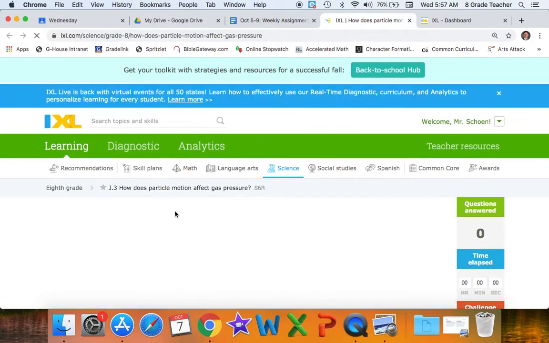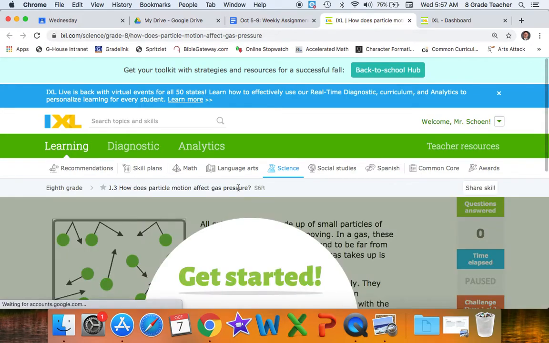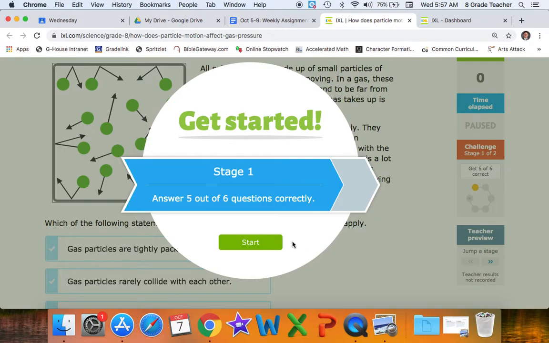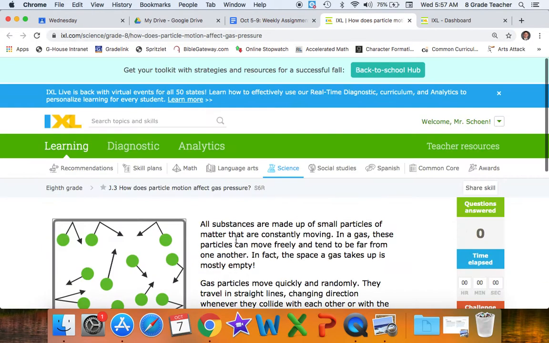J.3 is all about answering the question, how does particle motion affect gas pressure? How do the particles that are moving around influence the pressure of that fluid, inside or outside of a container? In the first stage, we have to answer 5 out of our 6 questions correctly. Let's give it a shot.